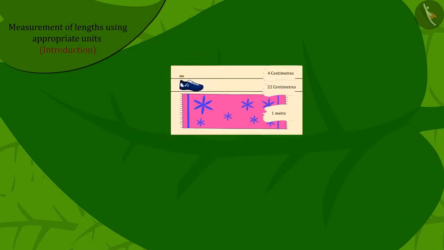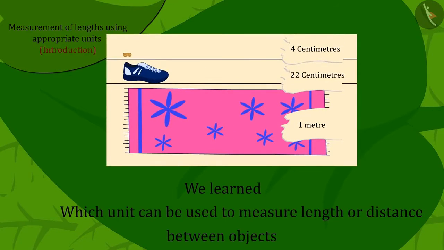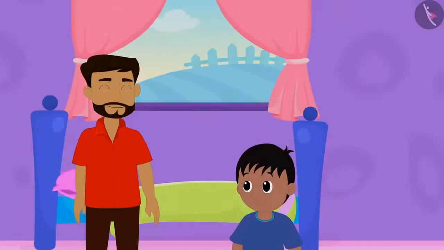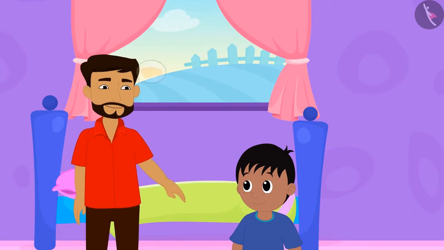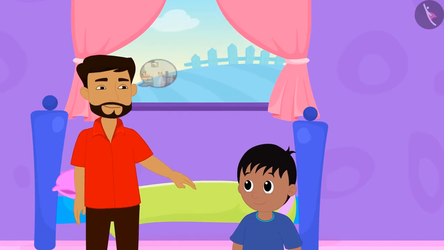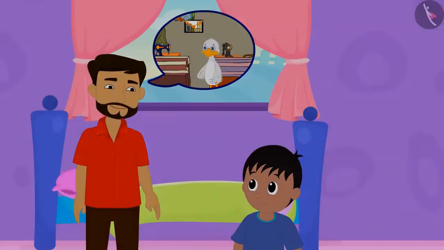Kids, in the previous video, we learned to use the appropriate unit to measure the length or distance between objects. In this video, we will learn more about it with some interesting examples. Raju's father asks him to bring a piece of cloth for his shirt from the duck uncle's shop.